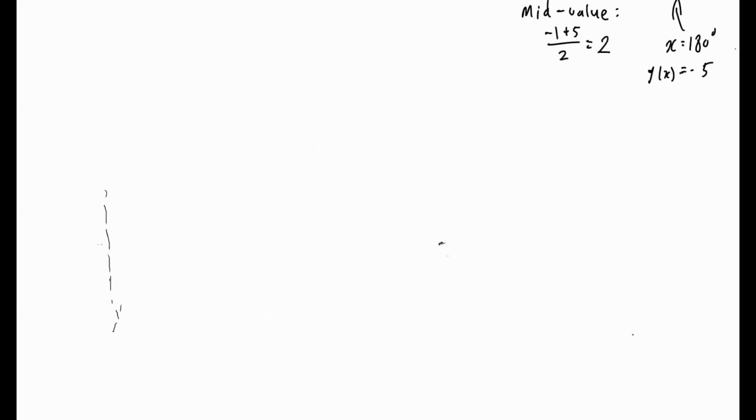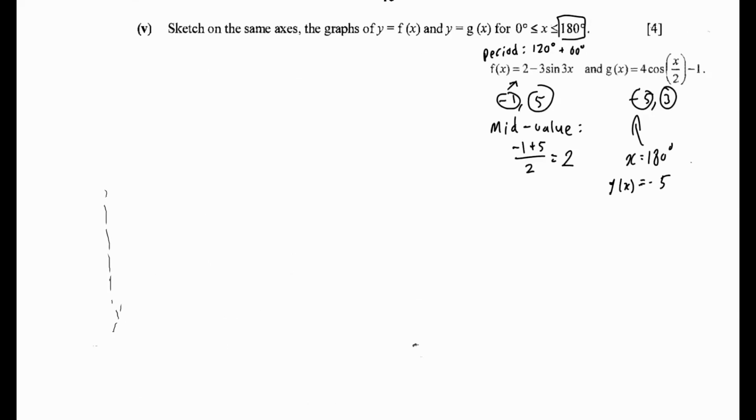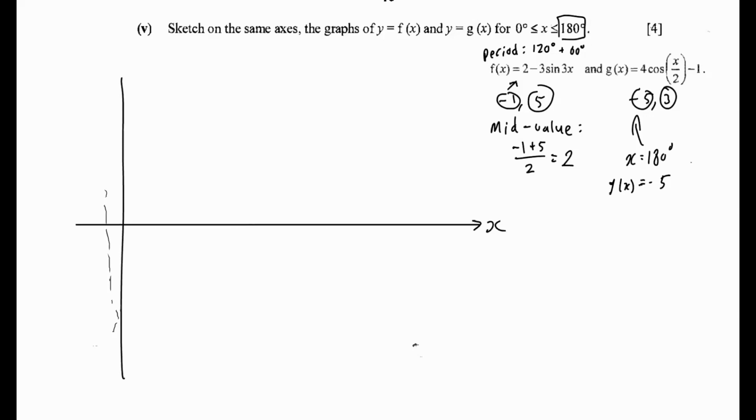Okay, let's just draw it again. Like this. That's 180 degrees already. Then we got mid value is 2, so maybe somewhere here. That's 1, 3, 4, 5, -1, -2, -3, -4, -5, just to make it look a bit nicer. Then mid value was 2. This is 2 minus 3 sine 3x. That means we have, let's see, the period is 120.